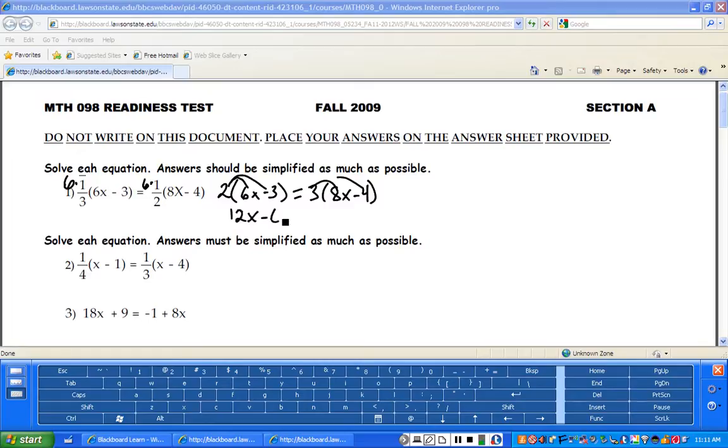So that leaves me with 12x minus 6 equals 24x minus 12. Okay, so now at this point what we're looking at is variable x on both sides of the equation. The equal sign splits the equation up into a left side and a right side. With variables being on both sides, I typically prefer to move the smaller variable, in this case the 12x, over to the bigger variable, which is 24x. So I move by subtracting 12x on both sides.